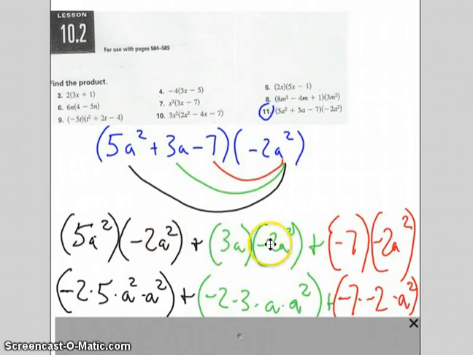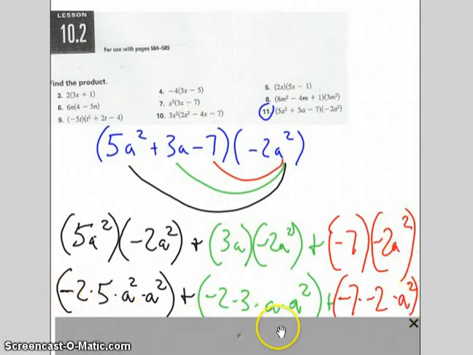Similarly here with the green, I'm going to put the negative 2 out front. I've got negative 2 times 3 times that a, which is here, times that a squared, which is here. And lastly, this time it doesn't really matter which one I put out front because they're both negatives. I've chosen to put negative 7 out front. It's negative 7 times negative 2, and there's only one term with a in it, and there's that a times a squared.